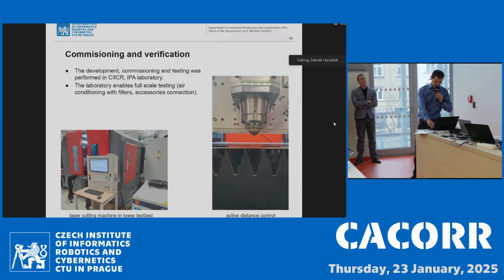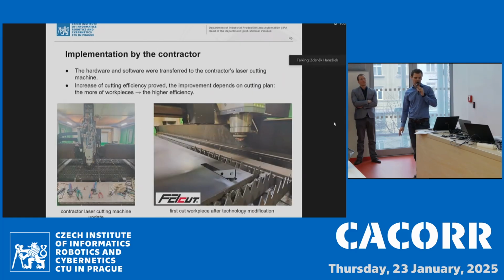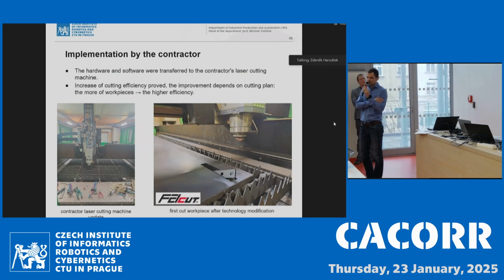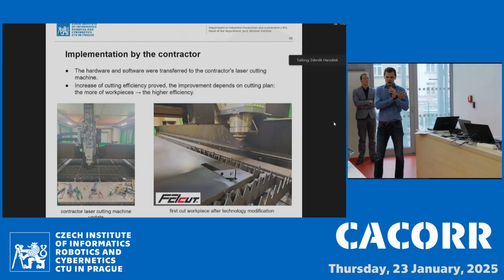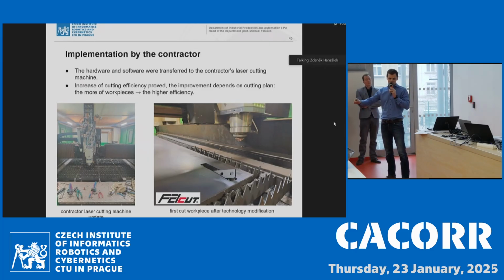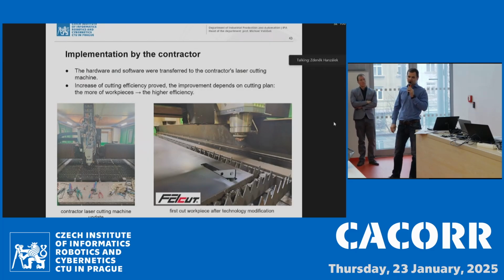Okay, and the last point of this collaboration was implementation at the contractor, where the hardware and software were transferred to the contractor's laser cutting machine. We received 5 days to completely upgrade and update the control system and the hardware, and we did it as expected. The increase of cutting efficiency was proved, but to say how much the efficiency changed is not easy because it depends on the G-code. Roughly speaking, the more workpieces you cut, the higher efficiency you get, because you can skip from one cut workpiece to another in a shorter time.